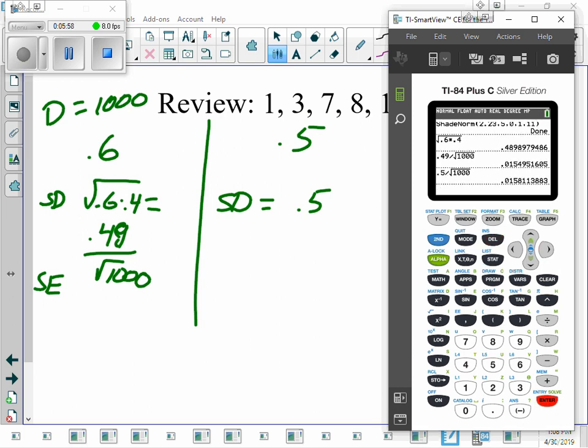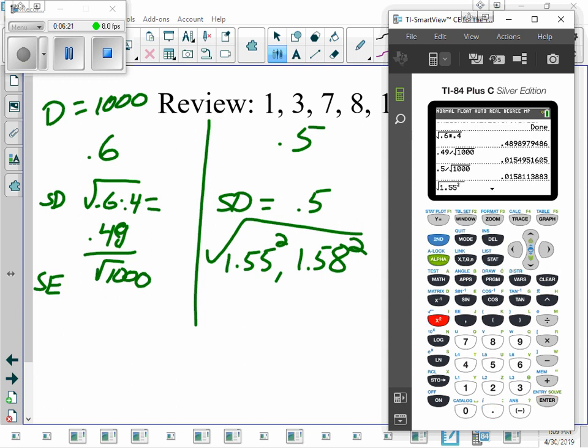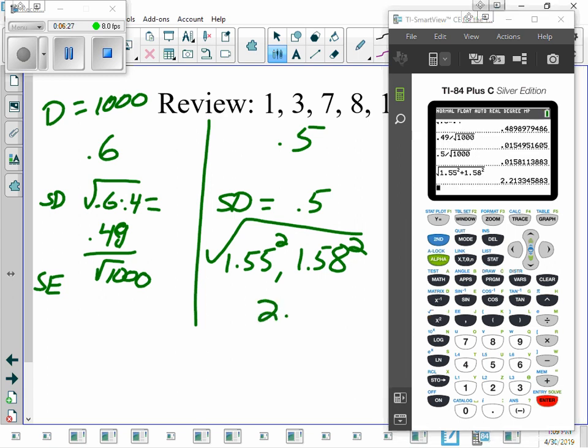And on one side, I get 1.55. And on the other side, I get 1.58. What do I do with those two standard errors? Create the SE for the difference. I square each of them, add them, and take the square root. So the square root of 1.55 squared plus 1.58 squared, and I get 2.21.